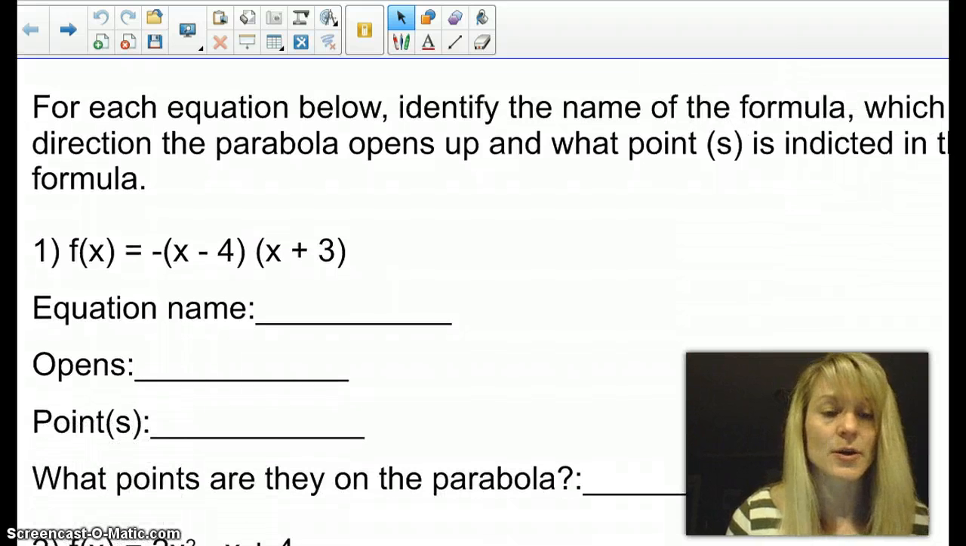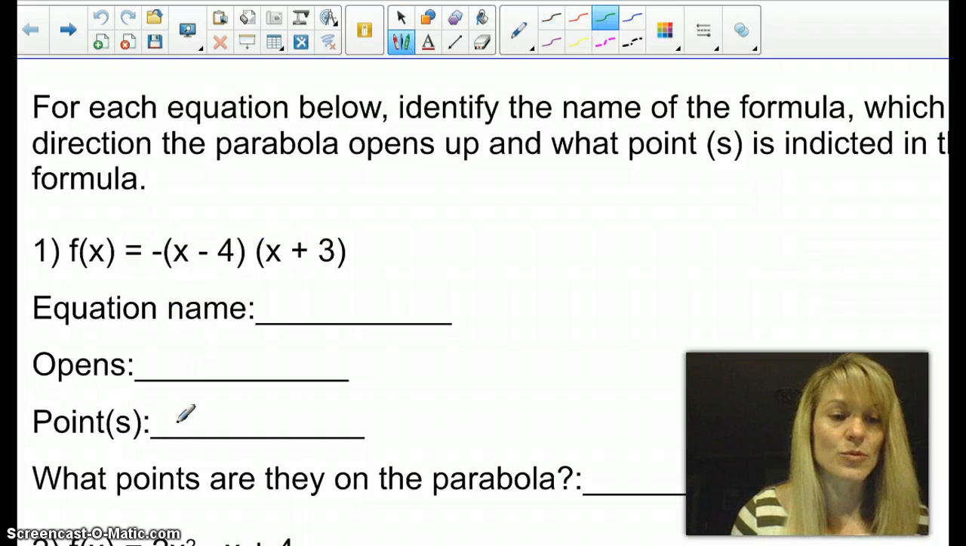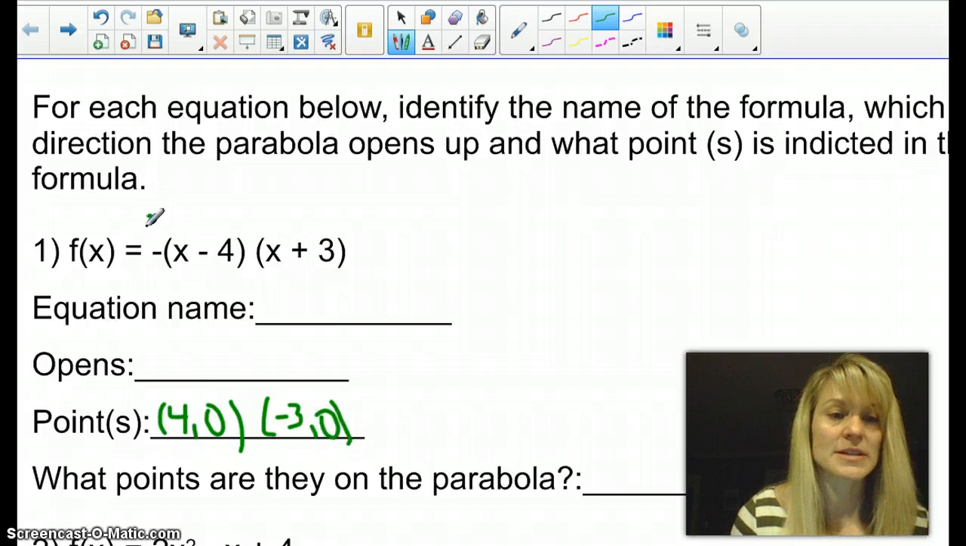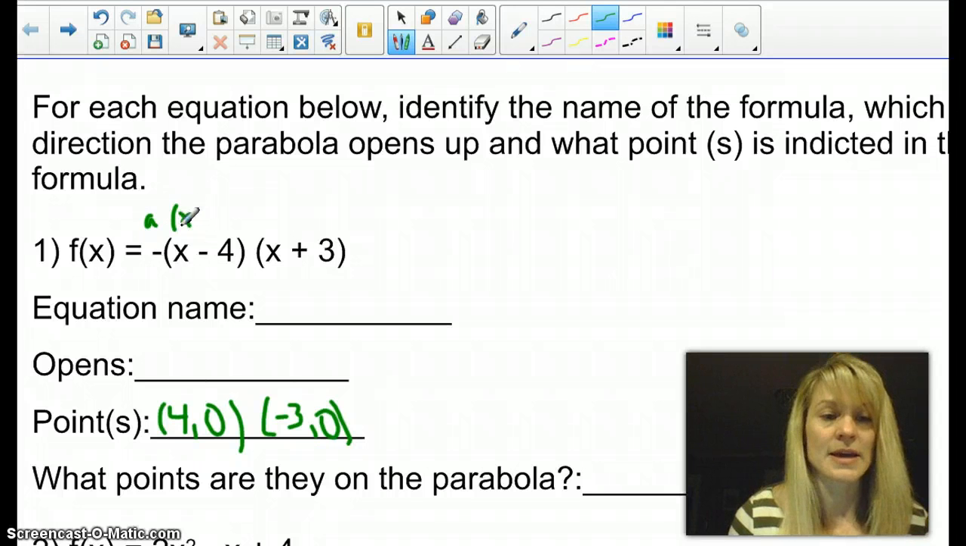You're still going to need to know how to identify this as the intercepts formula. You'll need to be able to tell me that the points are the intercepts, and in this case, the intercepts are going to be 4, 0, and then this one would be negative 3, 0. And the reasoning behind that is because the equation is a, and then it's x minus r1, r being the root or the intercept, and then this is x minus r2.